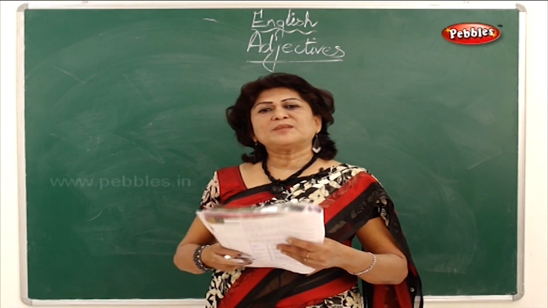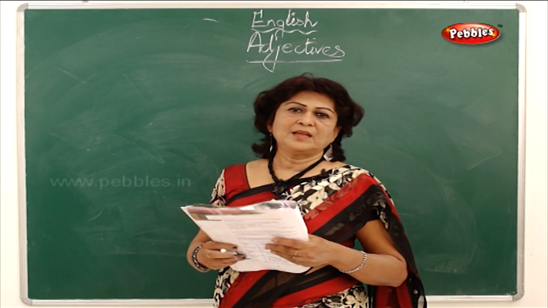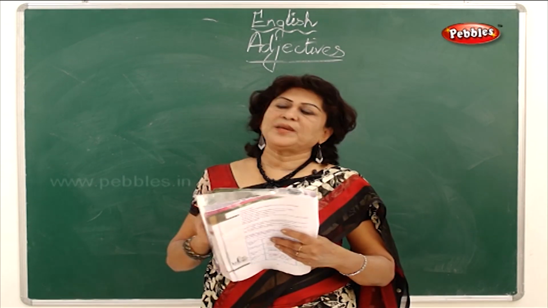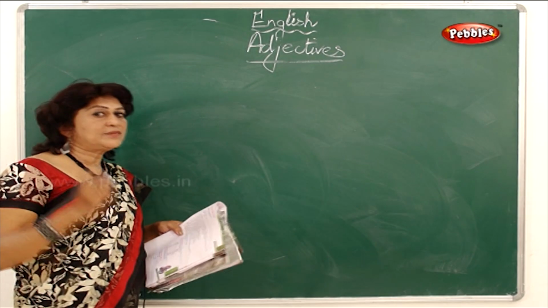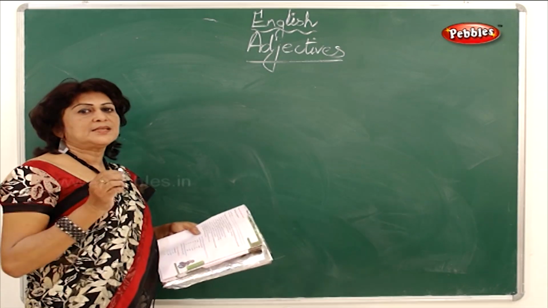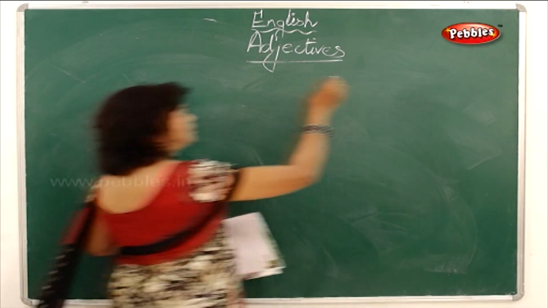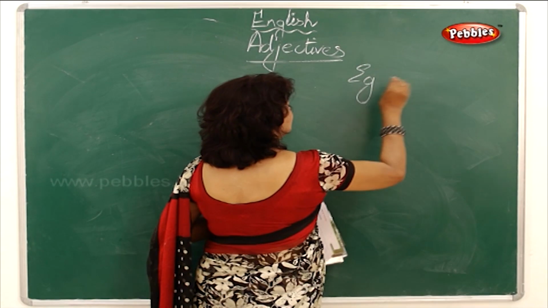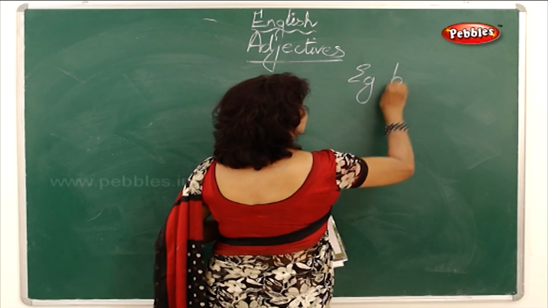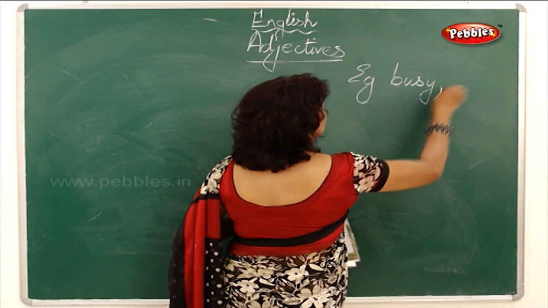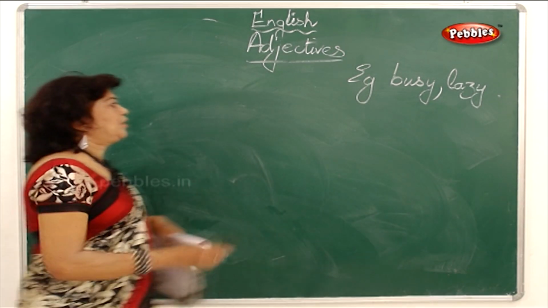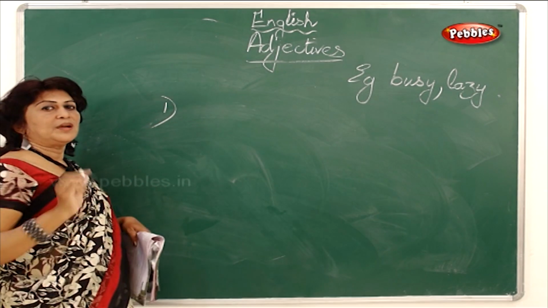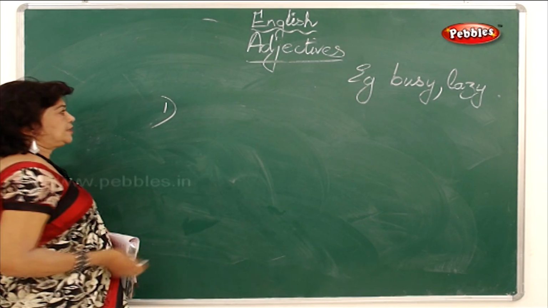I am going to give you some examples of adjectives and give you some work to pick out some adjectives from the sentences. Okay, what is an adjective? I told you just now. It is a describing word. Okay, example, busy, lazy. Okay. Now I am going to give you a sentence and you have to pick out the adjective here.